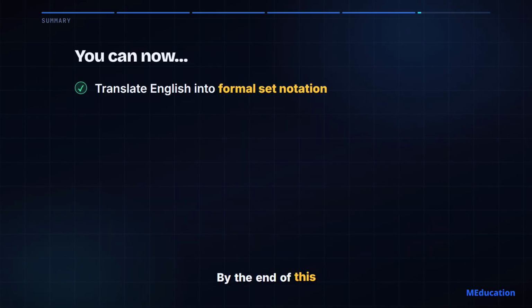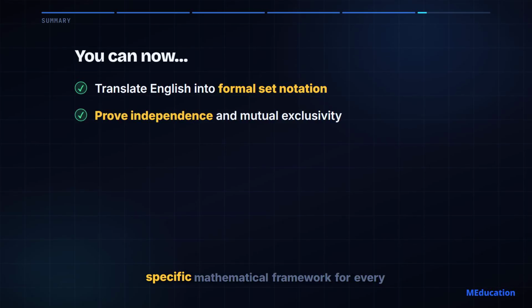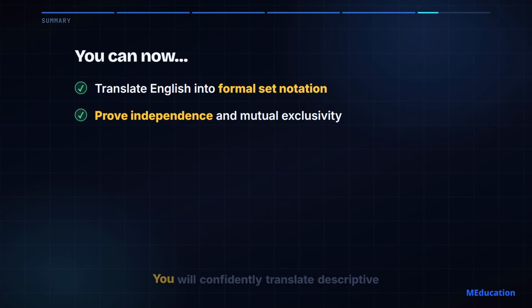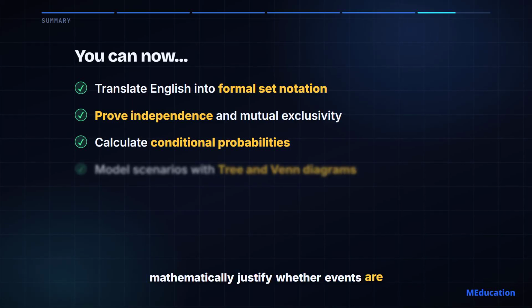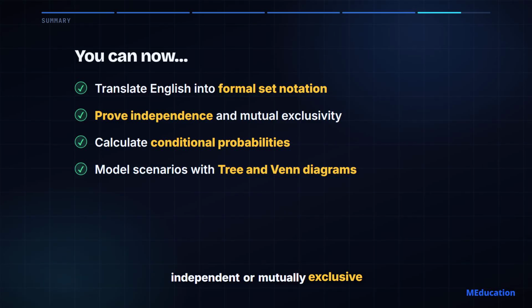By the end of this unit, you will have a specific mathematical framework for every possible probability scenario. You will confidently translate descriptive English into formal set notation, mathematically justify whether events are independent or mutually exclusive, and choose the perfect visual model to secure full marks. You are building the foundation for all statistical inference.